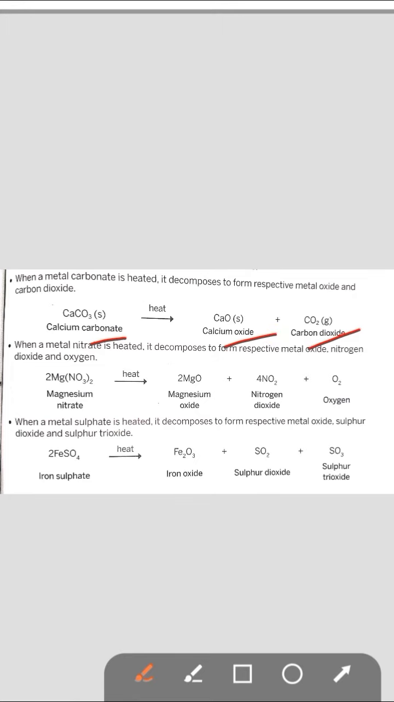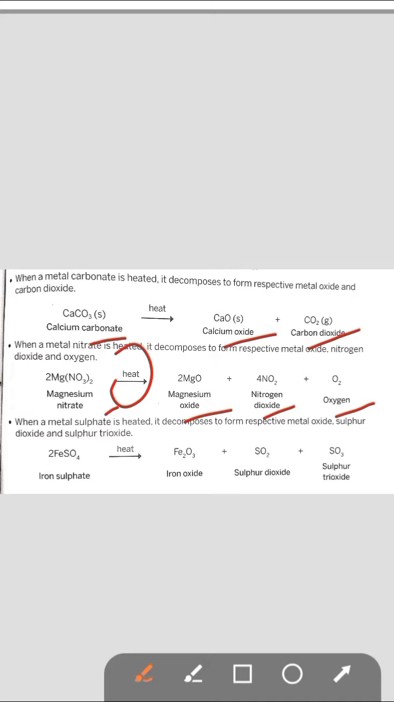Next part, when metal nitrate is heated, it decomposes to form respective metal oxide and nitrogen dioxide and oxygen, that is 2Mg(NO3)2, magnesium nitrate. Applied heat form magnesium oxide, respective metal oxide, nitrogen dioxide and oxygen.